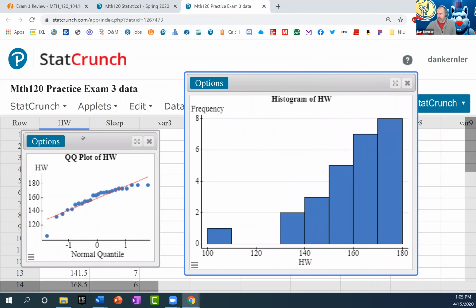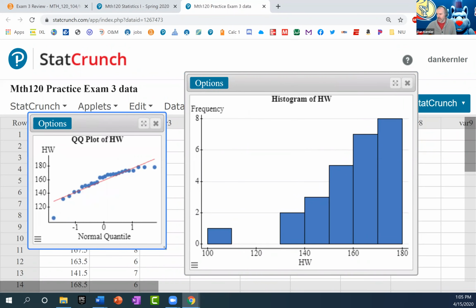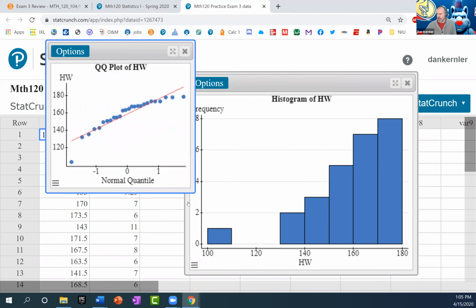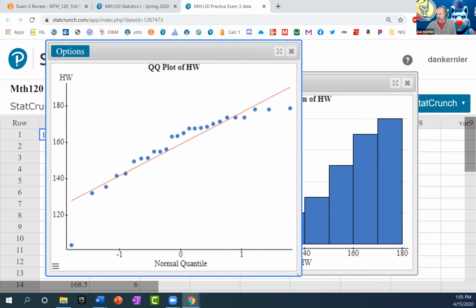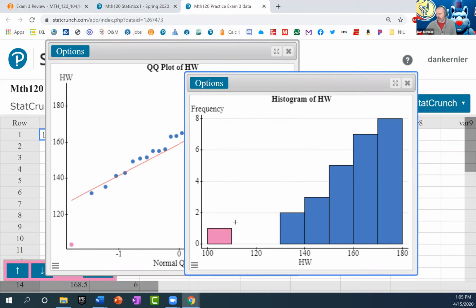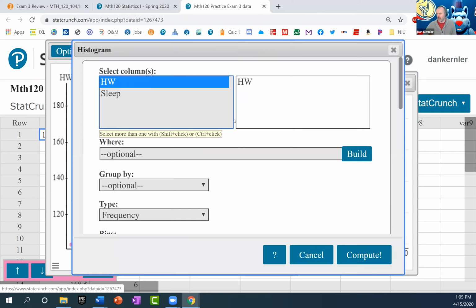Okay, well, the QQ plot looks relatively normal, but look at the histogram. The problem with the QQ plot is it deviates a little bit from the line in the middle, and then there's this big outlier down here. Looking over here, it looks like super skewed left.